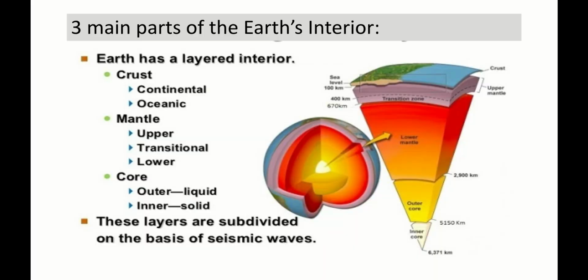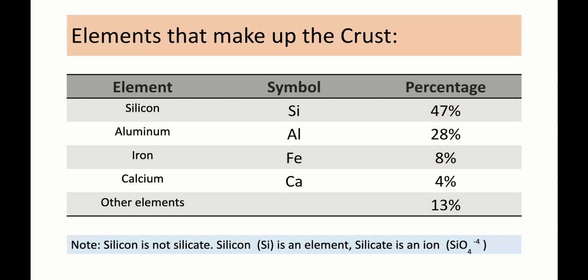So the crust has two different parts: one that's in the continent, with land, and one that's oceanic. These are pretty much solid parts, mainly made of certain elements. Then you have the mantle, which is upper, transition, and lower. And then you have the core, which has two different parts: the outer is liquid and the inner is solid, and it's made of pretty much iron. These layers are subdivided because of how seismic waves go through them, the speed that they move.